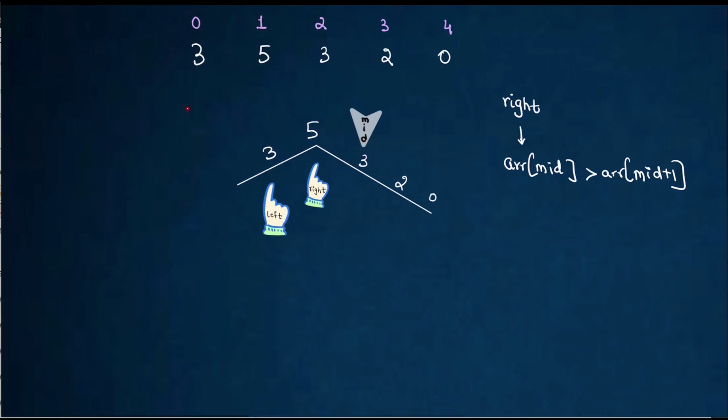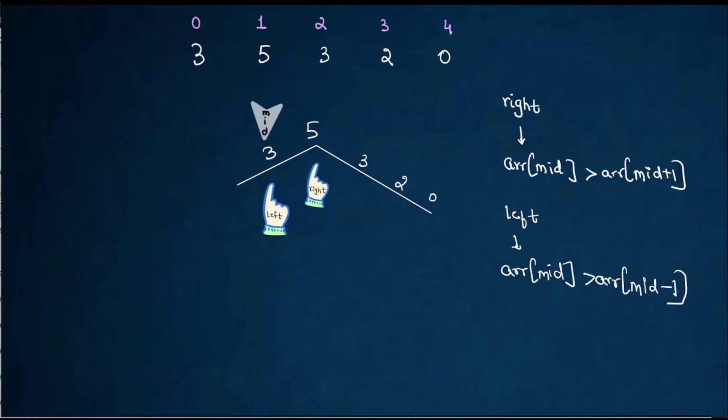So let's calculate the mid. 0 plus 1 by 2 will be 0, the floor value. So this will be our mid. So let's write our left pointer now. How do we calculate it? If array of mid is greater than array of mid minus 1, then we update our left pointer.